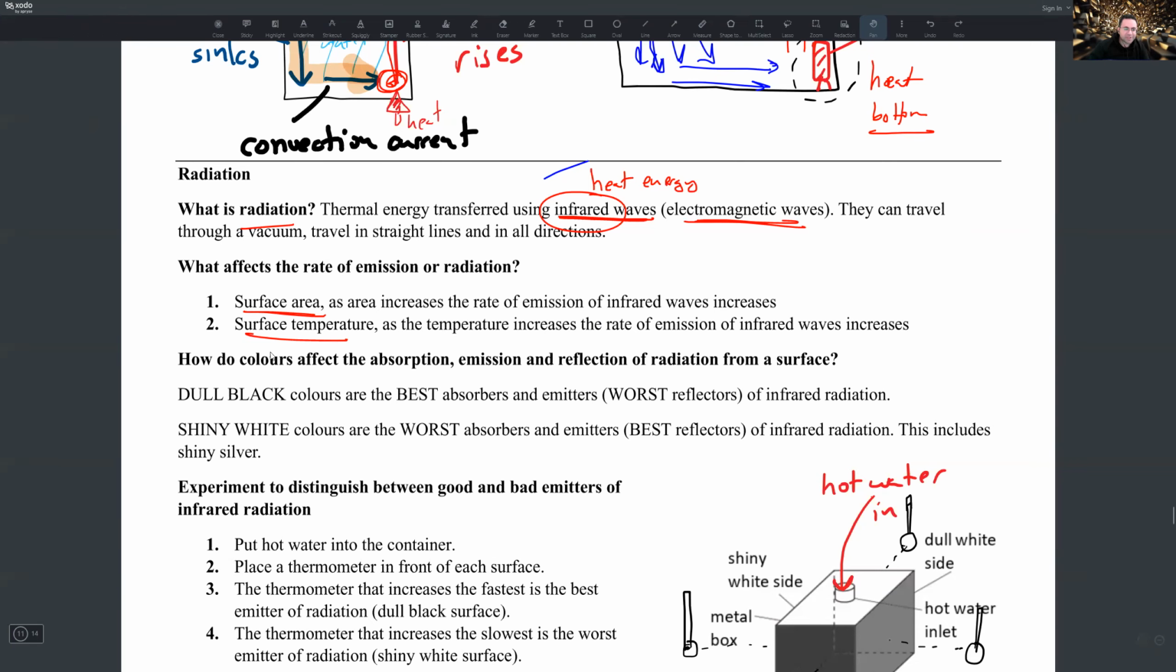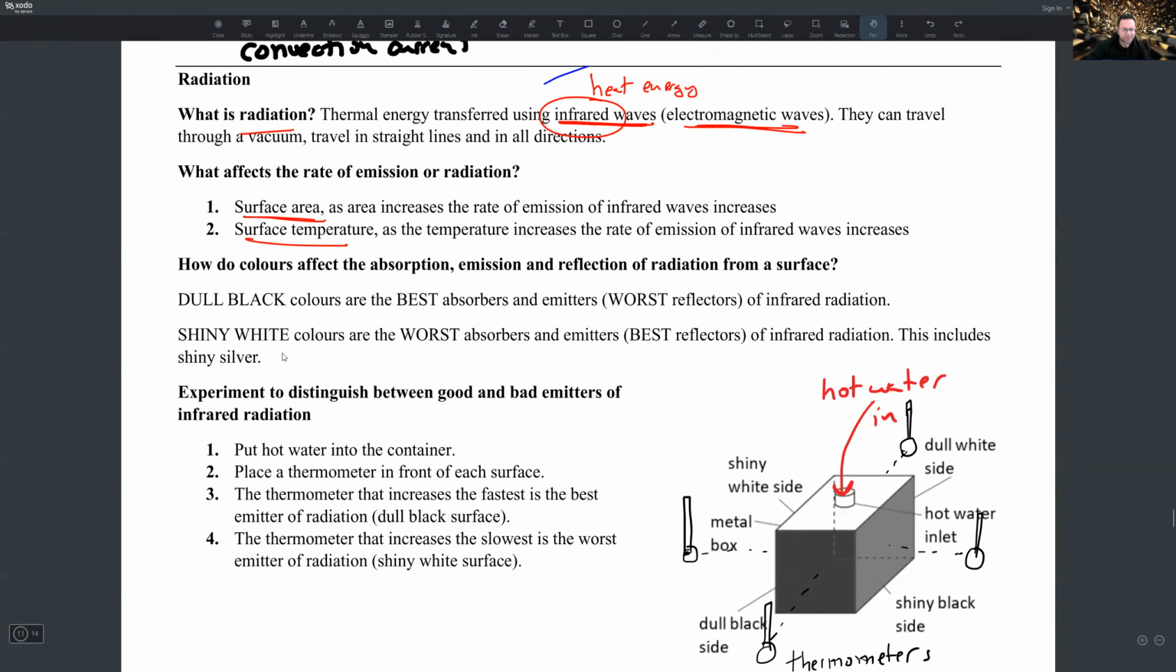بس في حاجة كمان بتأثر and that is color. And we split the colors into two types. Dull black، على فكرة دي actually حاجتين. Dull is the texture and black is the color. So it's like it's not shiny, it's not reflective. Dull black is the best emitter and absorber. أحسن حاجة. Whereas shiny white is the worst emitter and absorber. خلاص؟ Because black is not a reflector. This is an important bit بقى.